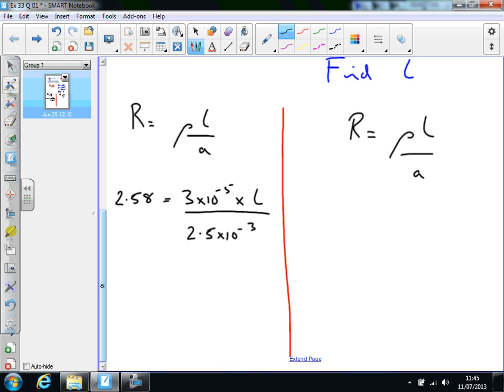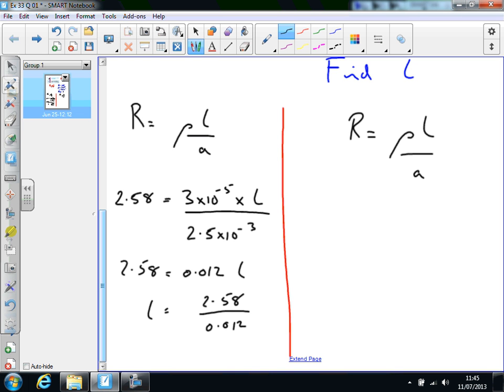So I can write 2.58 equals, this turns out to be 0.012 L. And then, looking at the right hand side, I can see that L has been multiplied by 0.012, so divide by 0.012 and I'll get L. So L equals 2.58 divided by 0.012. Put that into the calculator and I'll get the value.